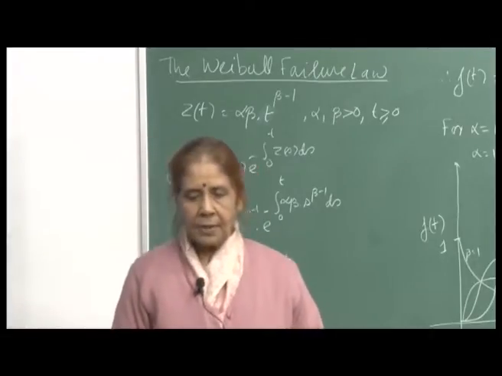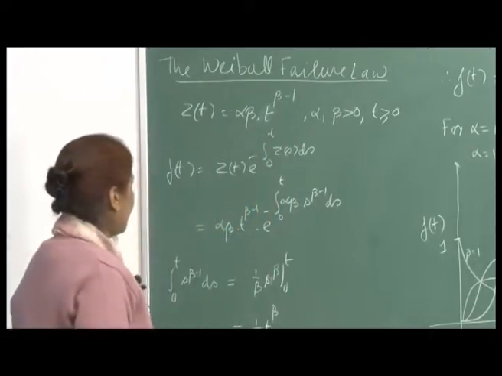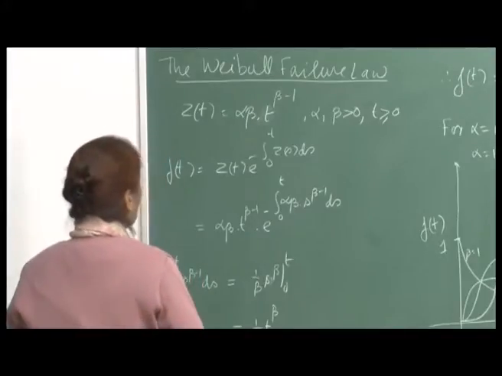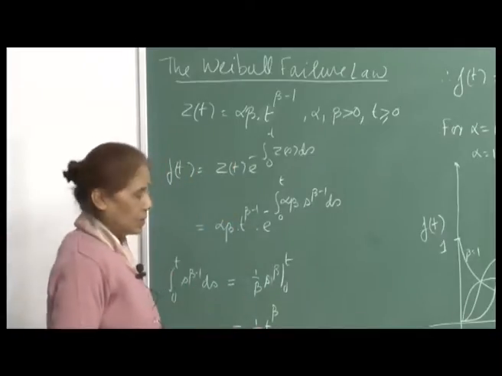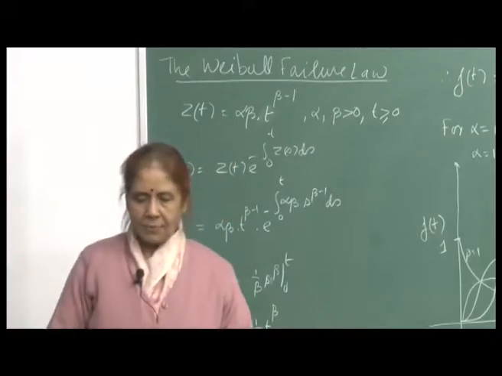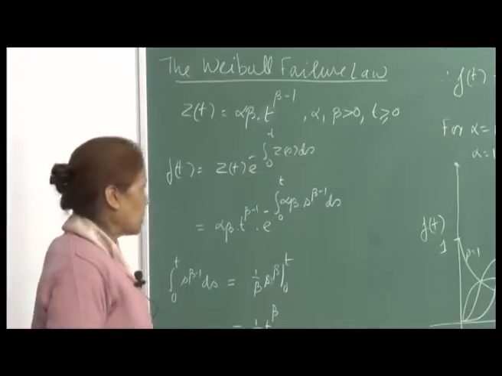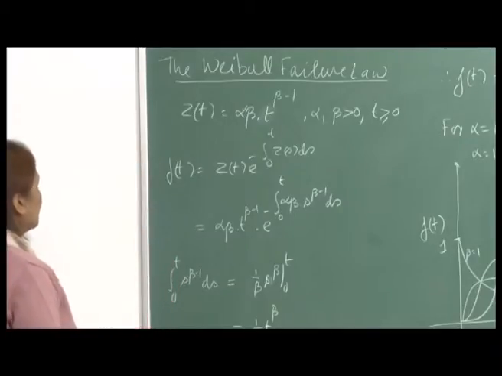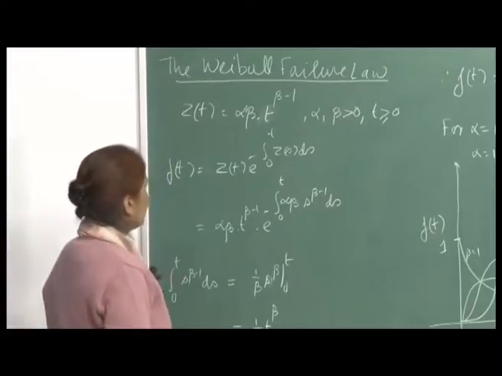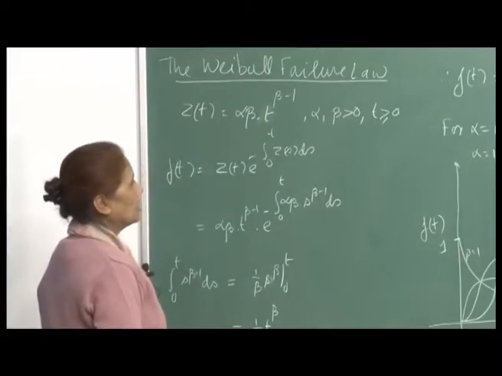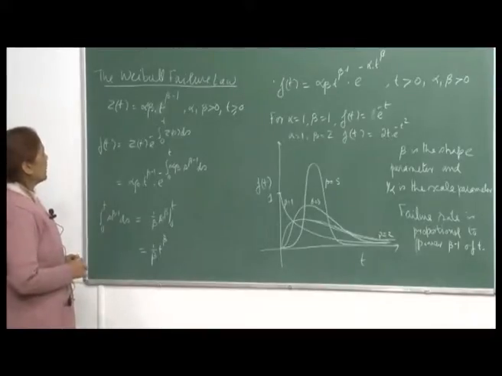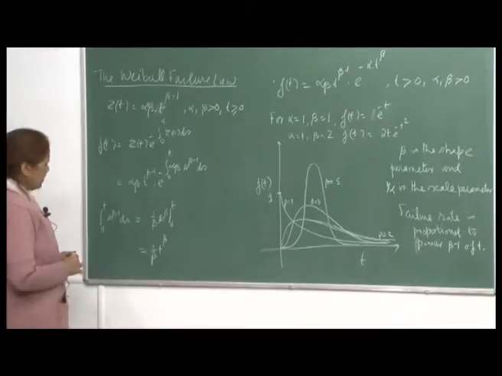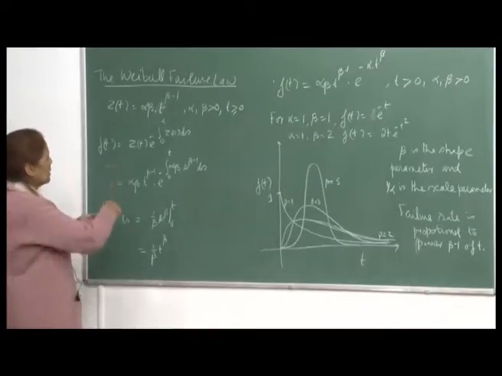So, we are talking of a 2 parameter Weibull failure law, and so here alpha and beta are positive and t is greater than 0 as usual, because it is the lifetime variable. So, therefore, it has to be non negative. Now, I have drawn various pictures of z t for different values of alpha and beta, and so maybe we will just look at it.